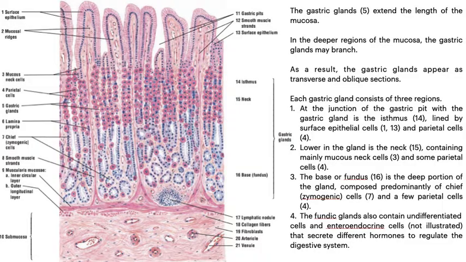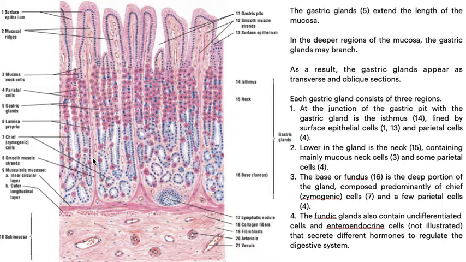Now, this particular gastric gland over here basically extends the length of the entire mucosa. In the deep region of the mucosa, the gastric glands may branch, as a consequence of which they may appear transverse and oblique in sections.